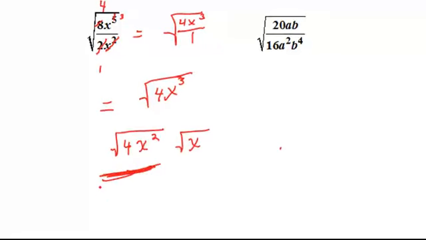Okay, you created a radical with all perfect squares. Now it's time to square root, and you should be able to square root it. The square root of 4 is 2, the square root of x squared is x. Can't do anything with this because it contains no perfect square factors.